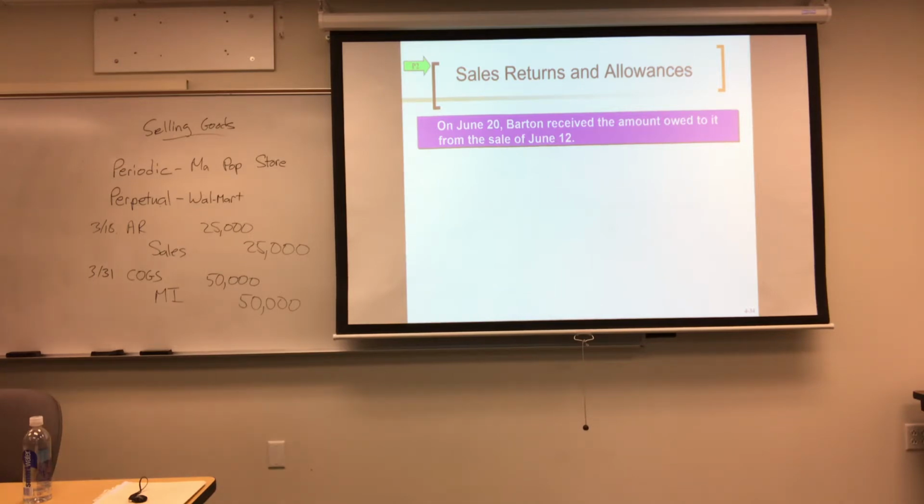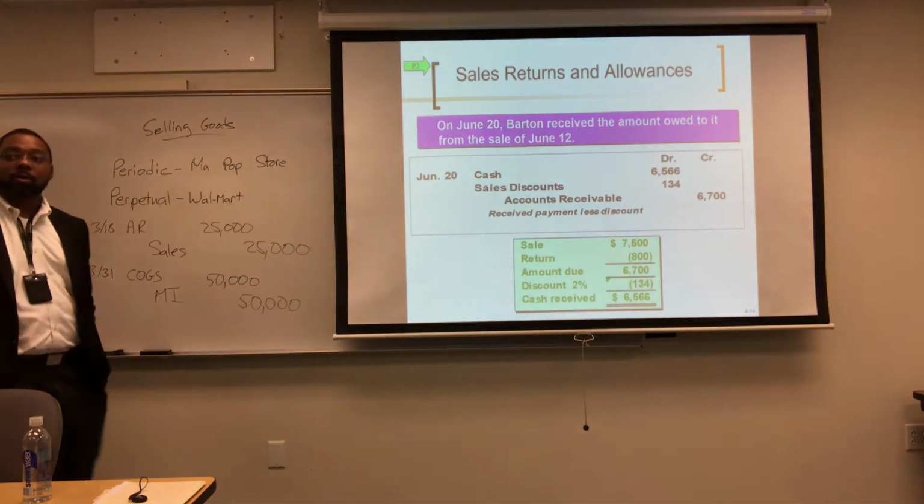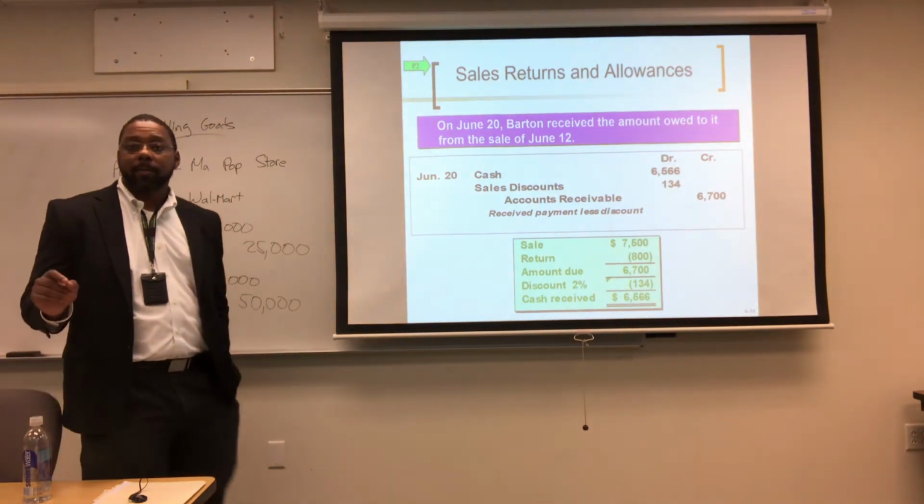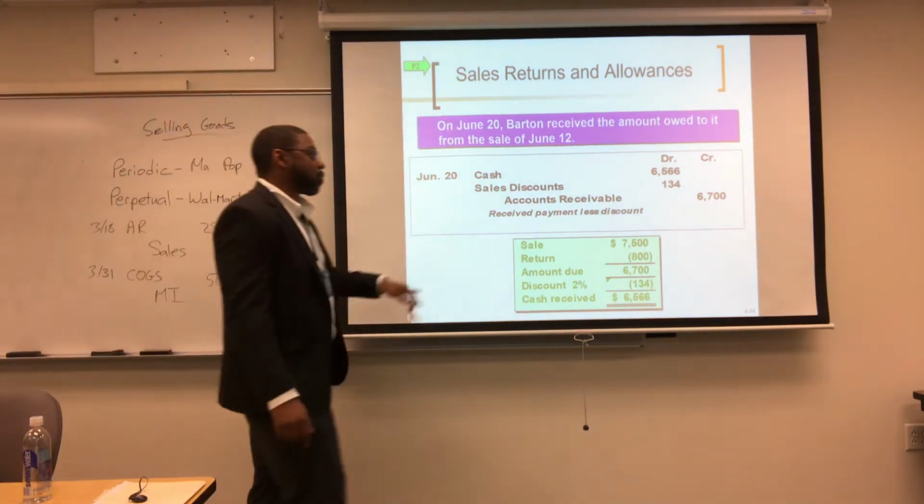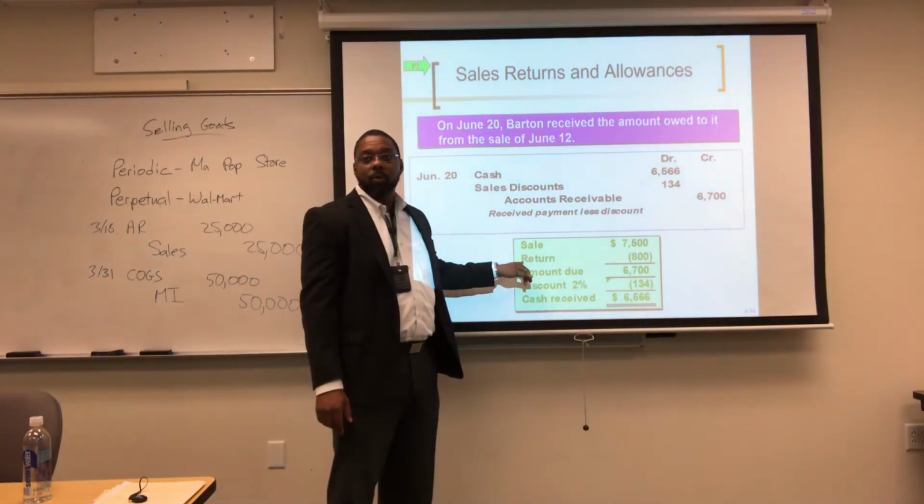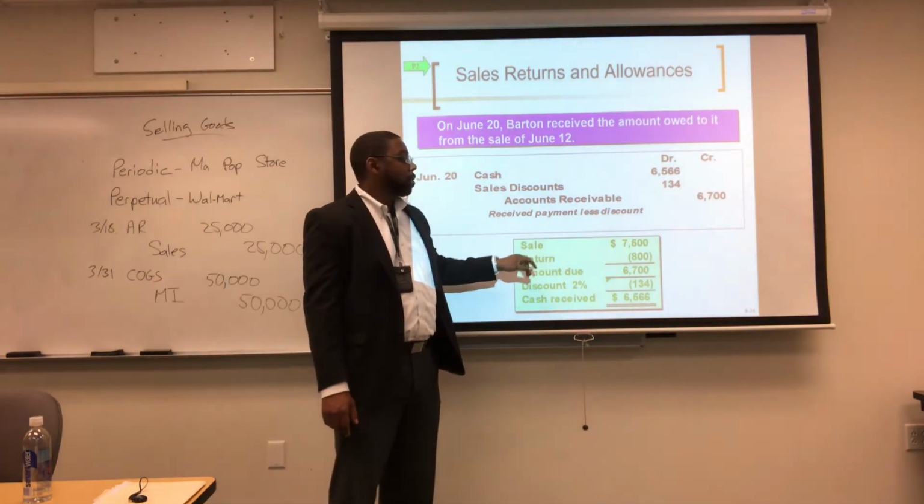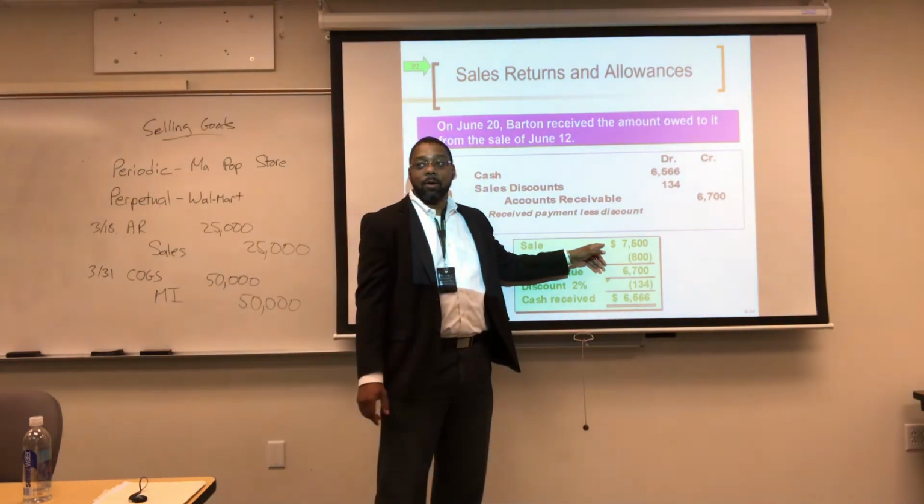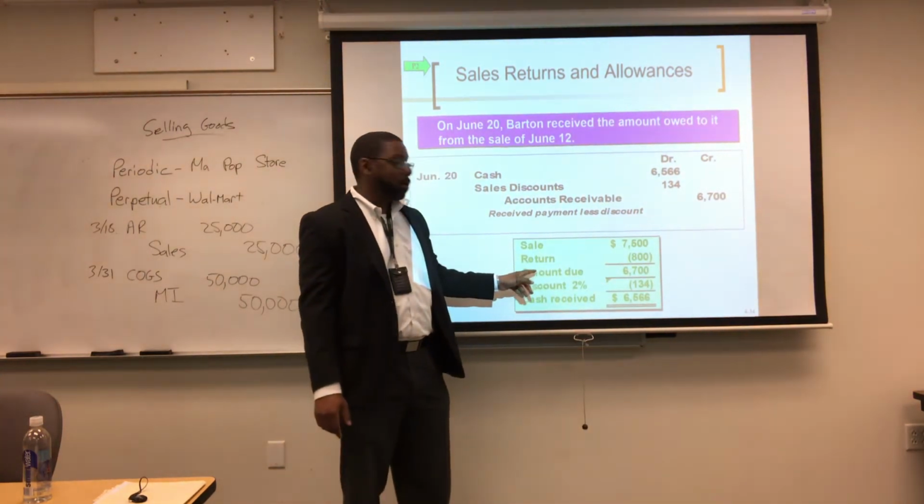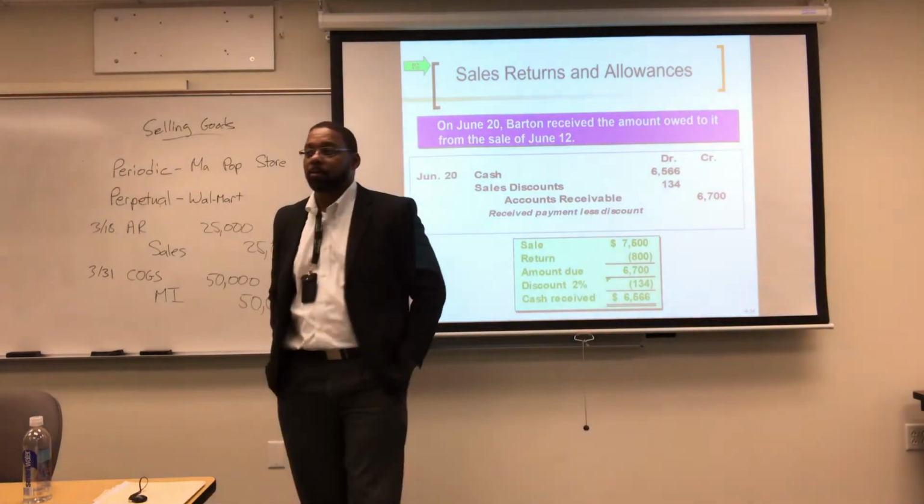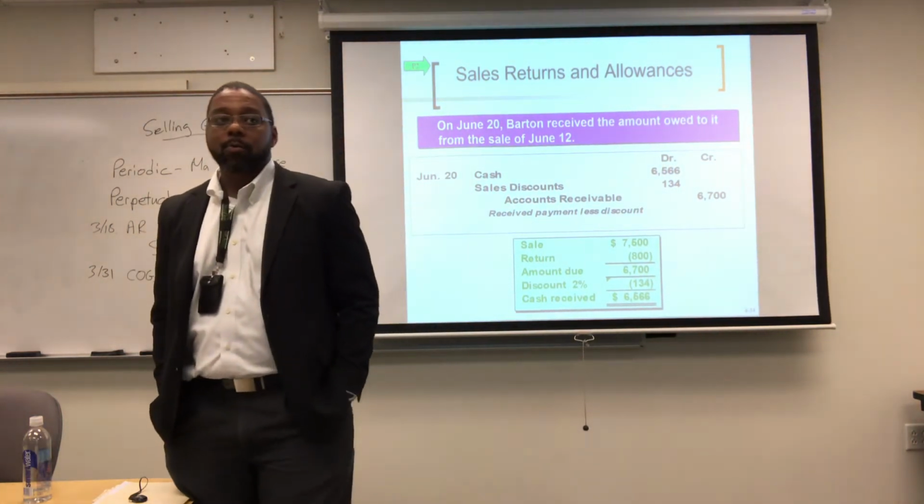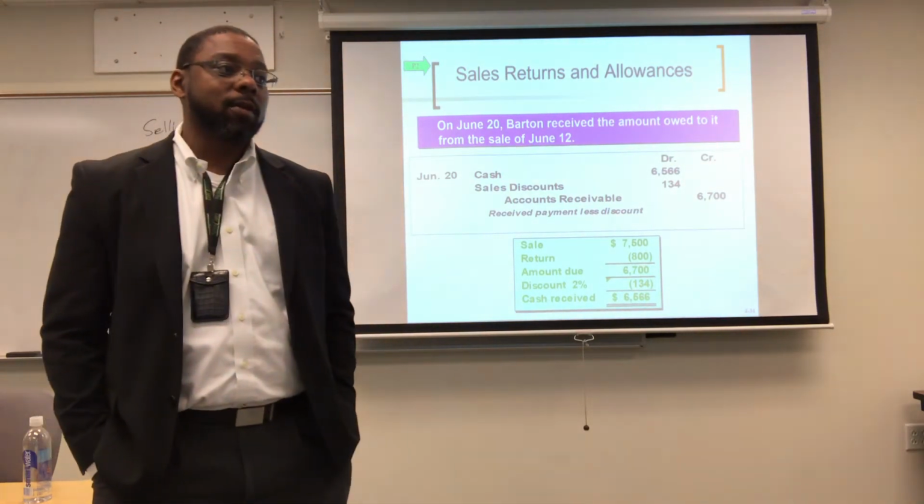Now, let's say on June 20th, Barton received the check for that June 12th transaction. What do we need to do? When you deal with sales returns and allowances and then a discount, the first thing you do is subtract the return. Everyone with me? Subtract the return. So the total sale was $7,500. Subtract the $800 return, and we have $6,700. Then, if they're eligible for the discount, you take the 2% discount.